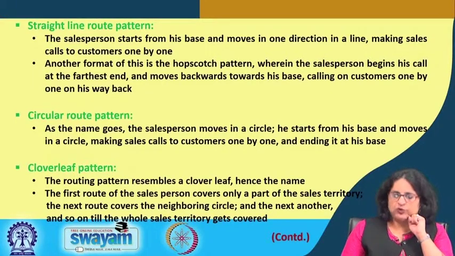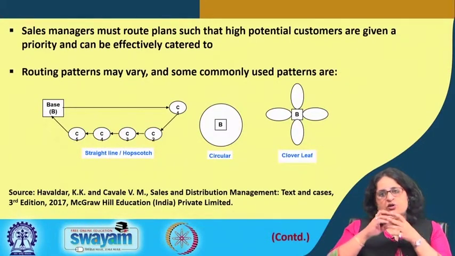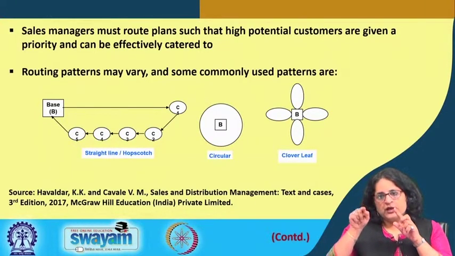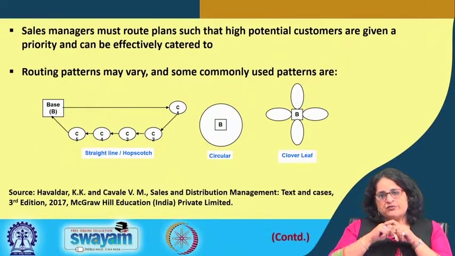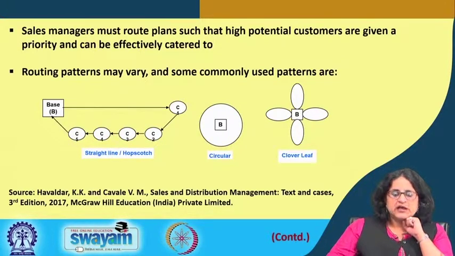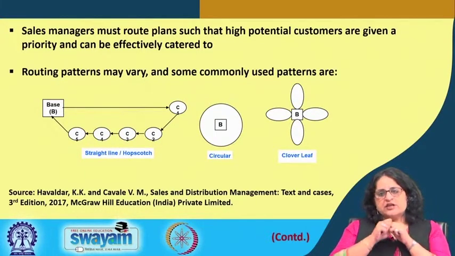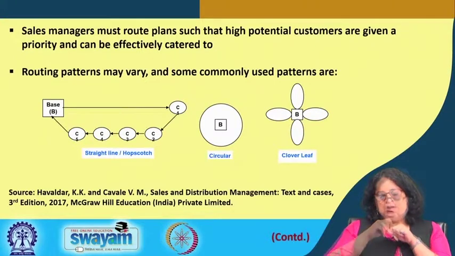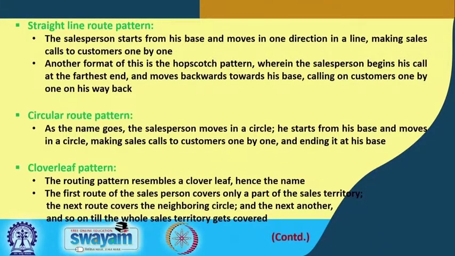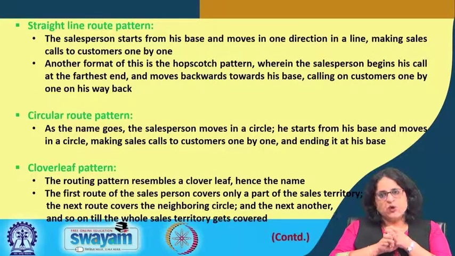He starts with the home base and he makes calls around and around, and then he moves round and reaches the point from where he started, and then he reports to his home base. And then we have the clover leaf, where again he starts from the base and completes in a circular fashion. So, in the circular pattern, the salesperson moves in a circle. He starts from his base and moves in a circle, making calls to customers one by one and ending at the base.